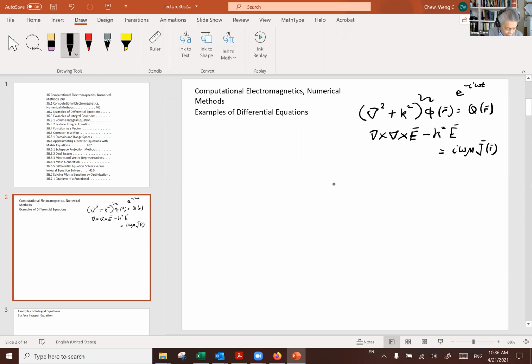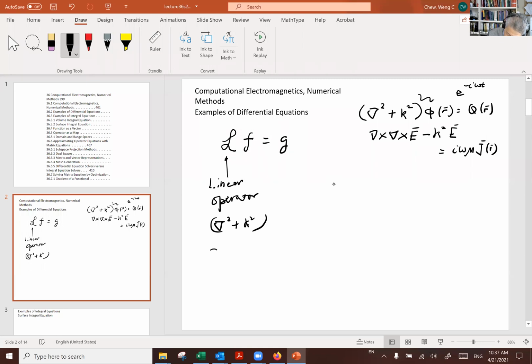And it's less frequently that we encounter integral equations. So how do we solve these equations? You can write this integral equation or differential equation in an abstract fashion and say that they are all of the form L f equals g. This is an abstract mathematical form where L is a linear operator. And this linear operator in this case can be like Laplacian plus k square. Okay. And in the second case, it could be curl curl minus k square.